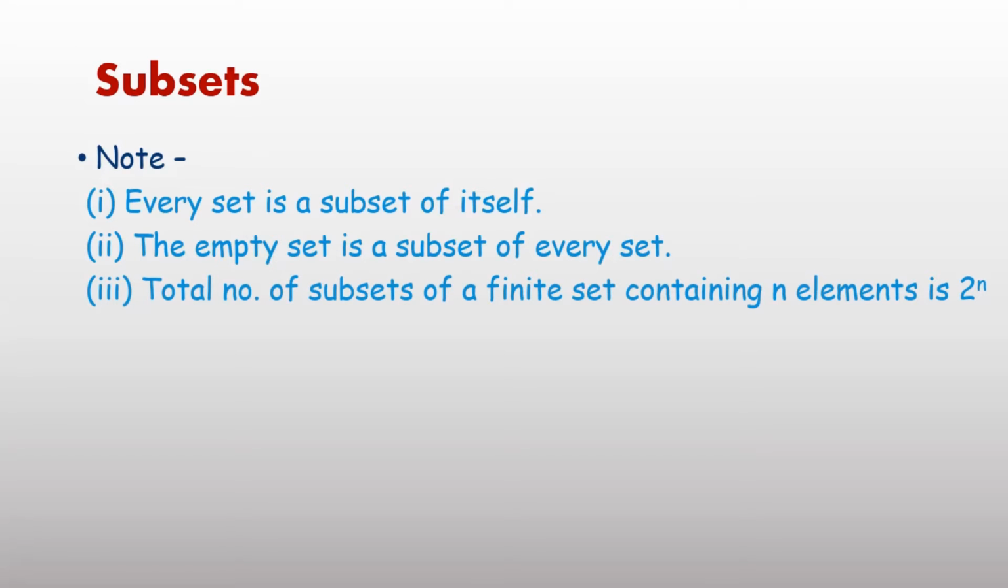Third important point on subsets. You have to find the number of subsets of a finite set containing n elements. Then the formula is 2 power n. Using the formula 2 power n, we can find the number of subsets of a given set, means how many subsets we can write.